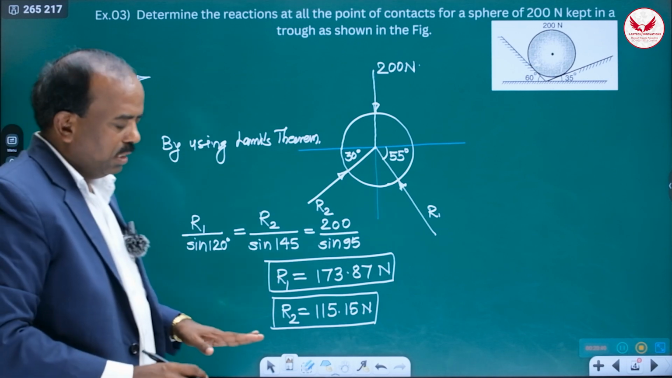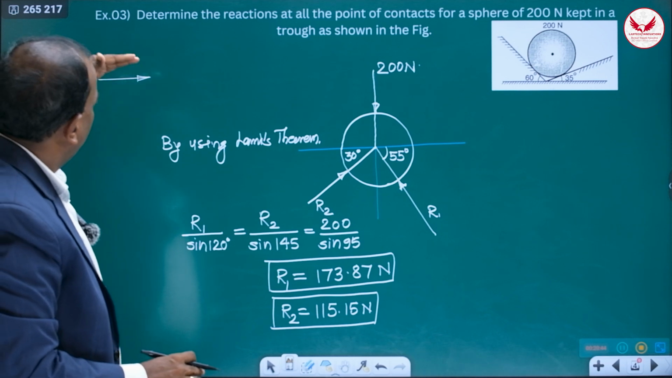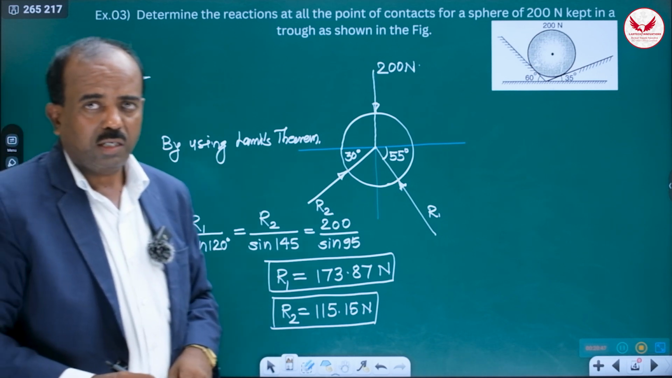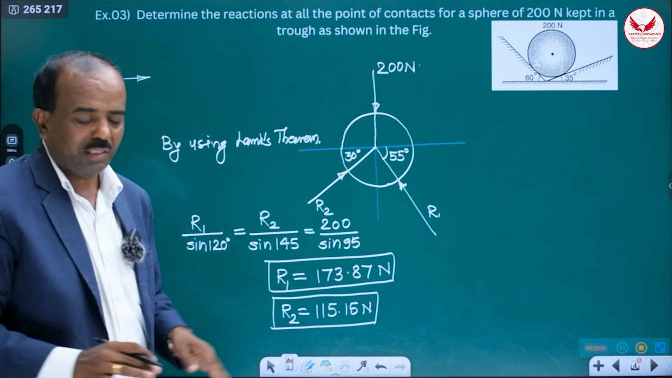Means like this, easily we can solve the problem of concurrent forces. So it is the solution of the third example on concurrent forces. And one such simple example is always going to be there in the mechanics paper.